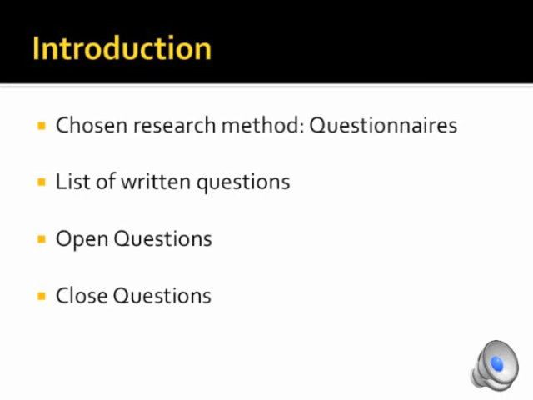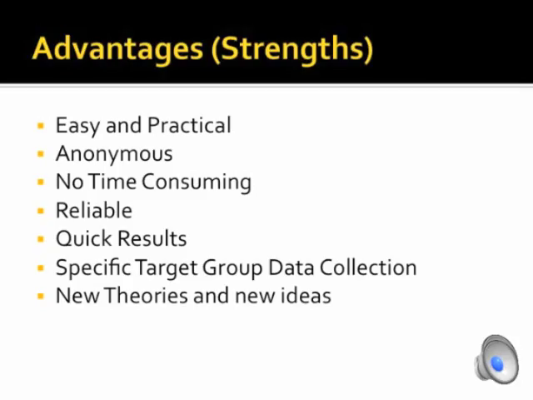On this slide, we have the advantages of questionnaires in general. Questionnaires in general are easy and practical to use. They are anonymous, which is especially helpful when the researcher is researching embarrassing areas such as sexuality matters, or social issues such as criminal offenses and racism. Questionnaires are not time consuming. That means they are quick and do not take much time.